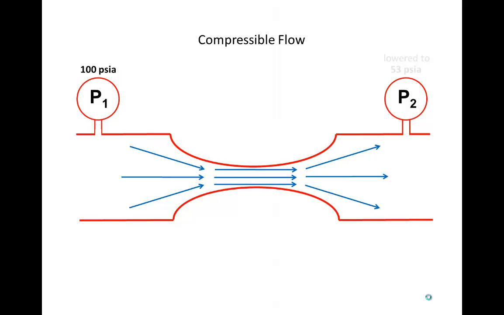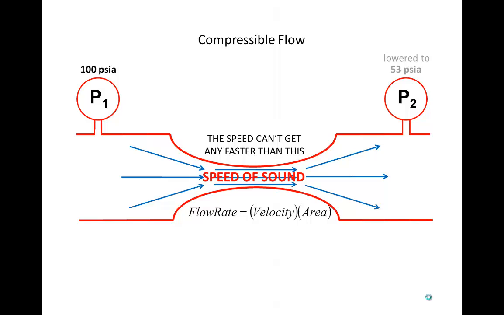If I continued to lower the pressure P2 to 53 psi, we would find that the air traveling through the neck would reach the speed of sound. And physics tells us that compressible fluids going through a reduced opening can never go faster than the speed of sound. And since flow rate is the velocity times the area, and the velocity now is the maximum that the velocity could ever be, we would now see a maximum flow rate through that neck. We call this choked flow, when the speed of the air going through the neck reaches the speed of sound.